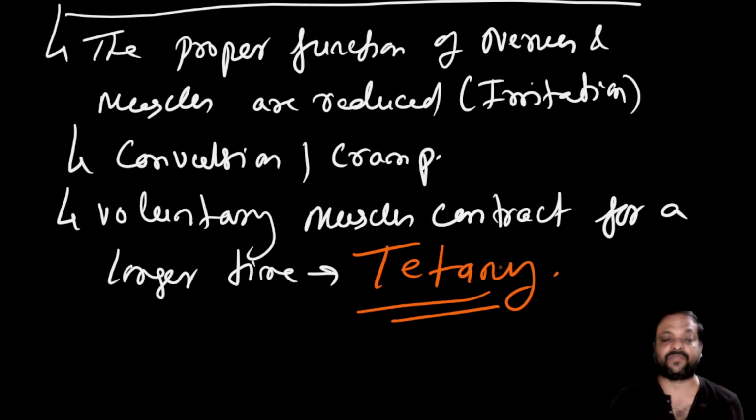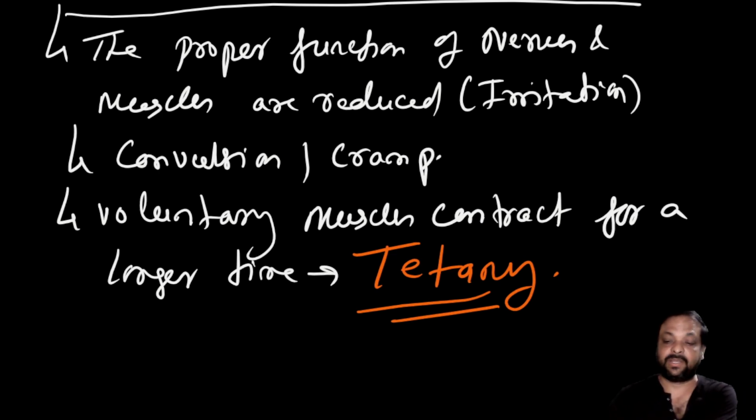So tetany disease is characterized by continuous contraction of the voluntary muscles, and this is due to a reduced calcium level in the body. We find cramps and convulsions taking place inside the body, where there is irritation of muscles and nerve impulses. So this disease is called tetany.